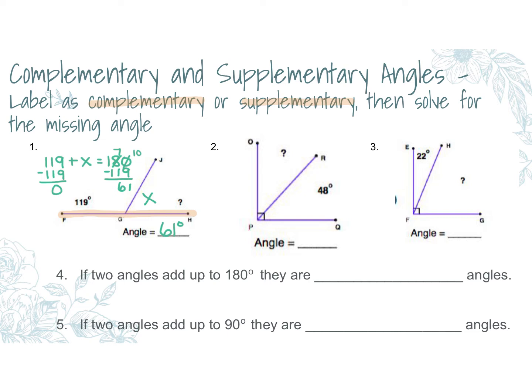In question 2, I notice that the two angles form a perfect corner. So these two angles are complementary angles, which means they will add up to be 90 degrees. So I can write an equation to solve for my missing angle x. X plus 48 degrees for the other angle will equal 90 degrees.